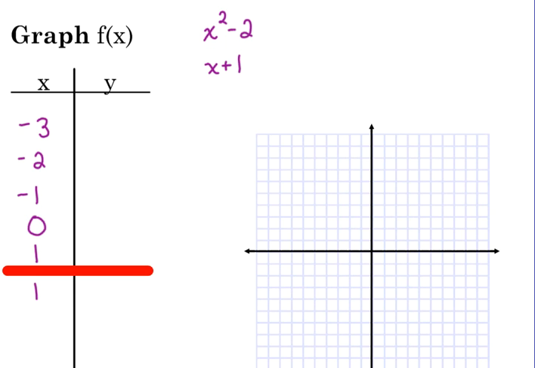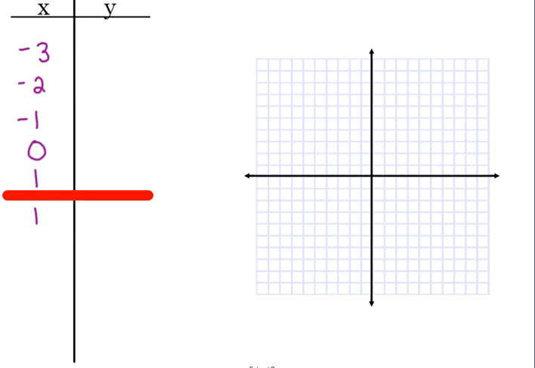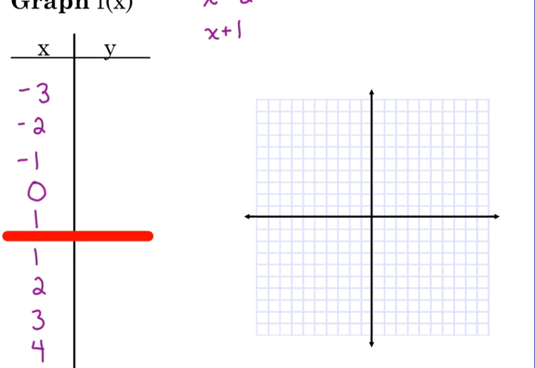Okay, 0, -1, -2, -3, and then I'm going to count up: 1, 2, 3, 4. That should probably be enough. Well, I've got 5 on the other side, so I'll put 5 on my side, 5 values, just so we're even.